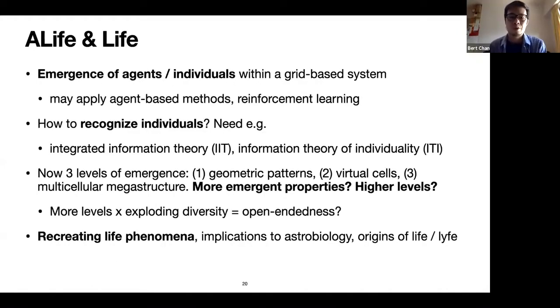We see the emergence of agents in this grid-based system, which is very interesting. But how can we recognize individuals in this system? We may need some information theories to recognize them. We may also see higher levels of emergence if we do more experiments, and that may lead to open-ended evolution. And by recreating life phenomena, it may have implications for astrobiology or the origin of life.